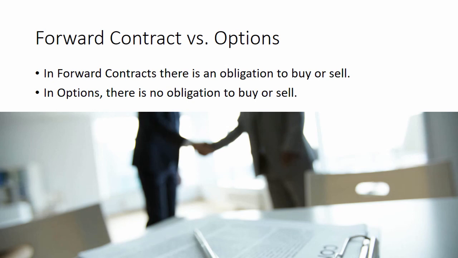In options, there is no obligation to buy or sell. So, in options, you have the option to buy or the option to disregard the agreement. In other words, in options, the firm has the option to execute or dishonor the agreement.